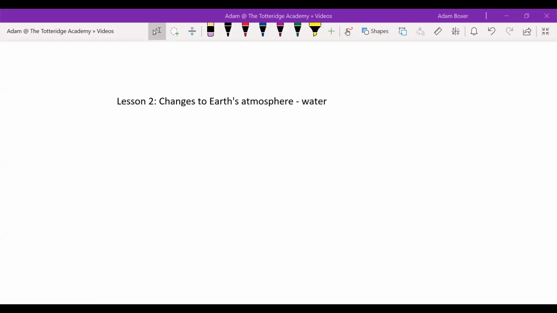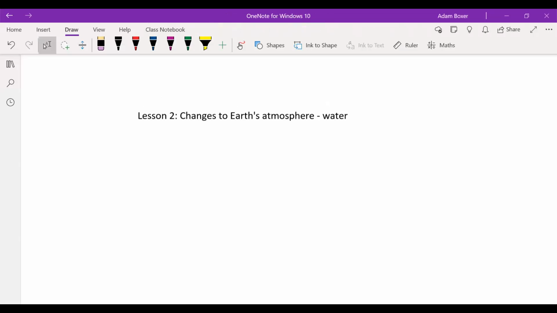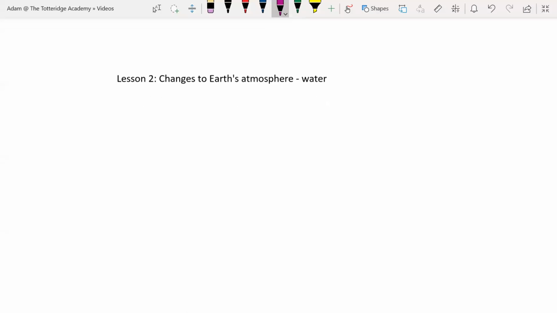And what we're going to be doing in the next few lessons is looking at how Earth's atmosphere has changed over time. So by way of brief recap, please can you remind me what was the composition, what was the makeup of Earth's early atmosphere? Say out your answer on 3. What was the makeup, the composition of Earth's early atmosphere? 1, 2, 3.